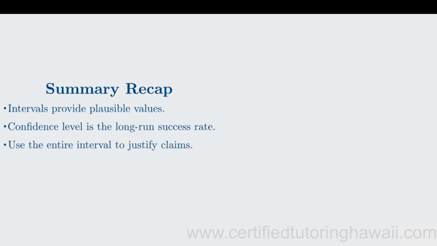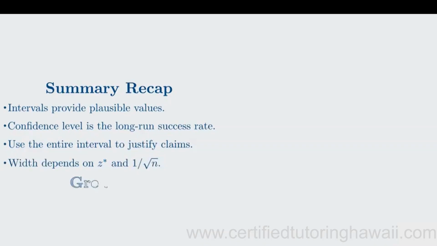Let's recap what we've learned about confidence intervals. Intervals provide plausible values. Confidence level is the long-run success rate. Use the entire interval to justify claims. Width depends on z-star and the square root of n. You've now covered all the essential knowledge for topic 3.4. You can interpret intervals, justify claims, and manipulate the factors that determine an interval's width. Great job!